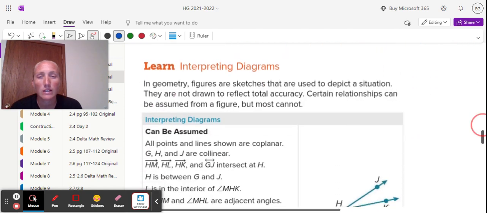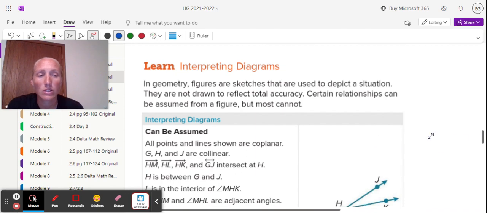So that's perpendicular lines. Now, interpreting diagrams. In geometry, figures are sketches that are used to depict a situation. They are not drawn to reflect total accuracy. So when I have said up to this point that no diagram in geometry is drawn to scale, that's what I mean. We do not draw it to reflect total accuracy. Some relationships can be assumed, but most cannot. Okay, so we're just depicting a situation.